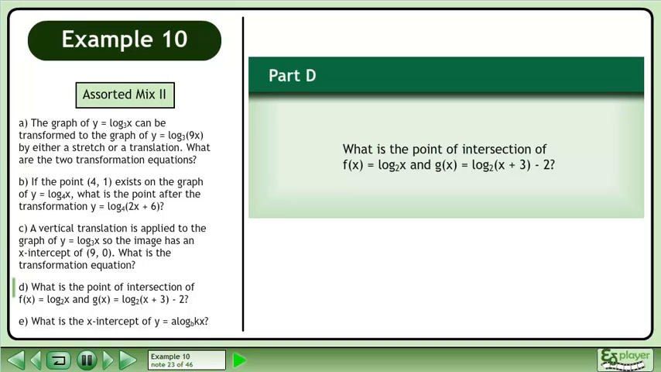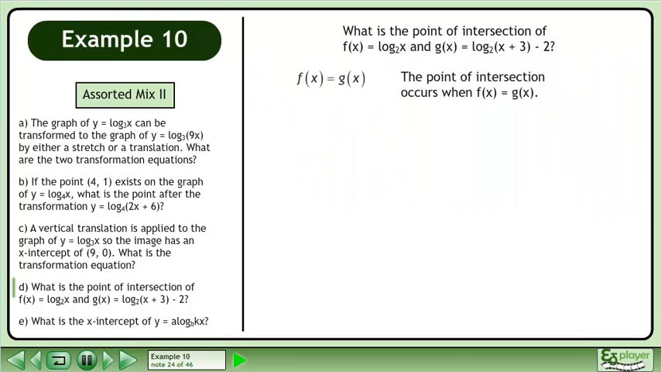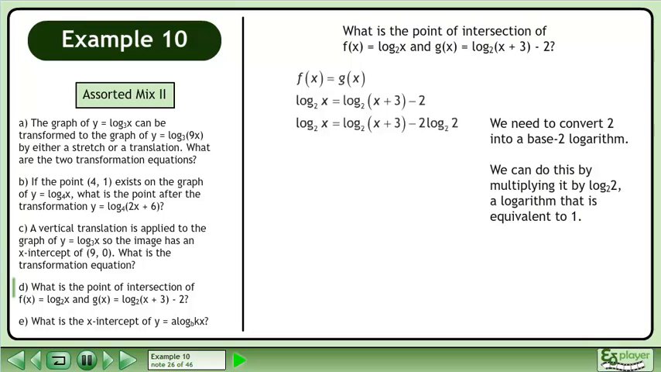In part D, what is the point of intersection of f of x equals the base 2 logarithm of x and g of x equals the base 2 logarithm of x plus 3 minus 2? The point of intersection occurs when f of x equals g of x. Write in f of x and g of x. We need to convert 2 into a base 2 logarithm. We can do this by multiplying it by the base 2 logarithm of 2, a logarithm that is equivalent to 1.